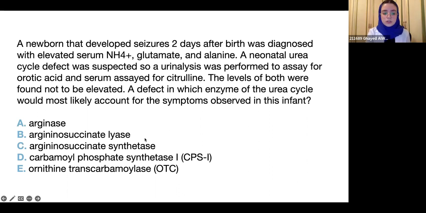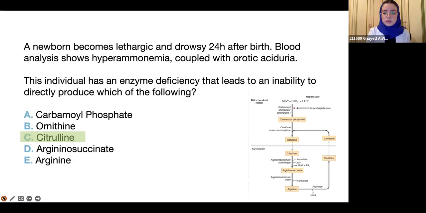So let's look at the diagram. We can use this pathway over here. Okay, so we said that there's no orotic aciduria, right? Which means that ornithine transcarbamylase is not deficient. We know that for sure. However, the citrulline levels were also not high, right? So if it's not ornithine transcarbamylase, then it's probably going to be carbamoyl phosphate synthetase.